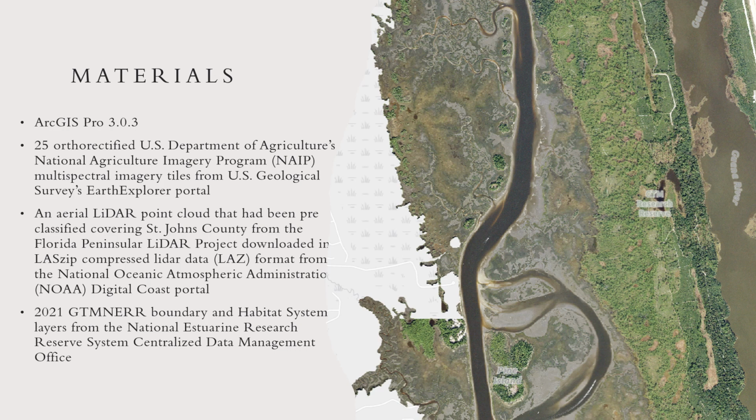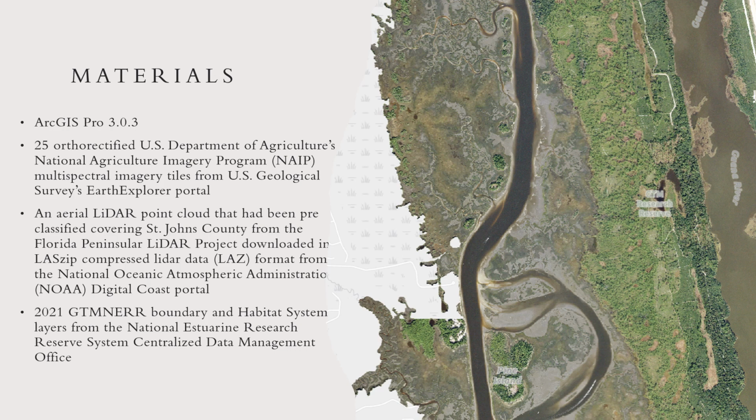So the tool I'll be using to address this question is ArcGIS Pro, and in that I will use 25 orthorectified U.S. Department of Agriculture's National Agricultural Imagery Program multispectral imagery tiles, which I mosaicked from the USGS Earth Explorer portal. And that will be used to create my NDVI.